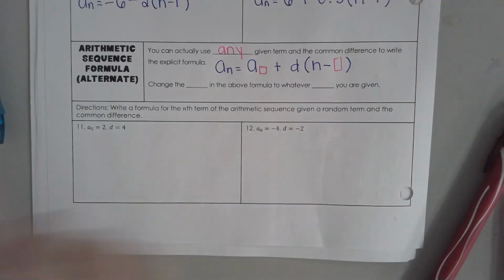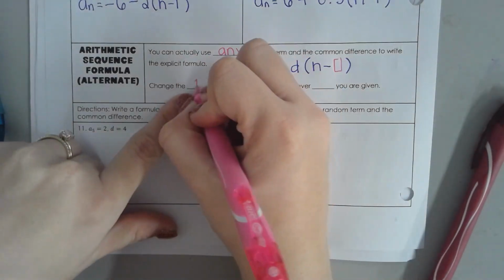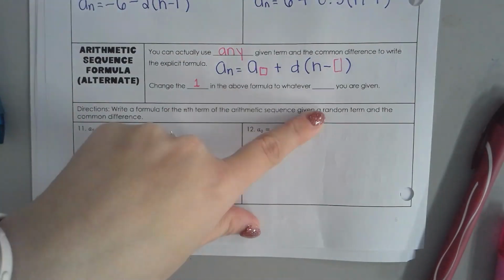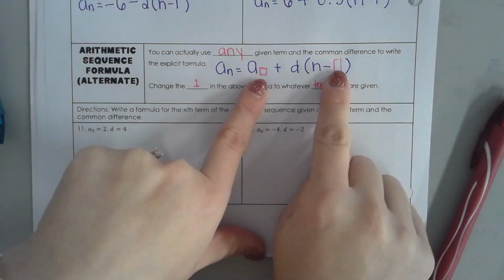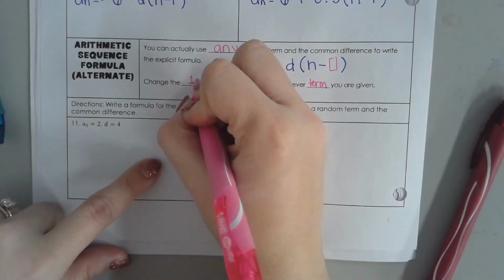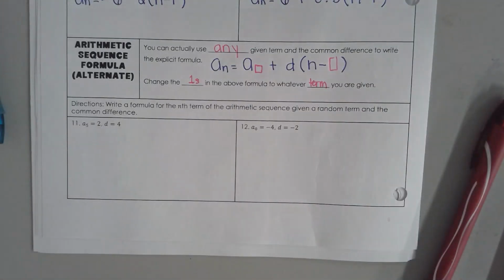All you have to do is change the 1 in the formula we used to whatever term you are given. But you have to change both ones. The original formula started with A1, and in parentheses there was an n minus 1, which is fine. But if you don't have A1 right away, you can use another number there, as long as you change the n minus to that number as well. So where I have the boxes, you have to change both of those.